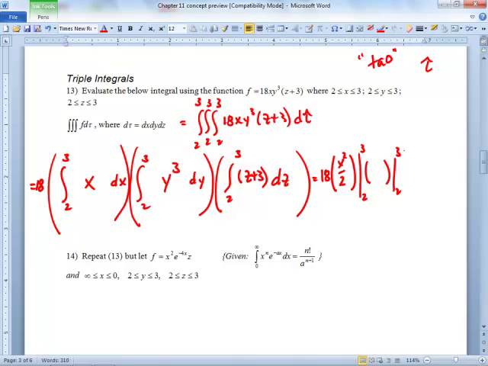Yeah, y to the 4th over 4. And then what evaluated from 2 to 3? Z squared over 2 plus 3z. Yeah, I need more space.